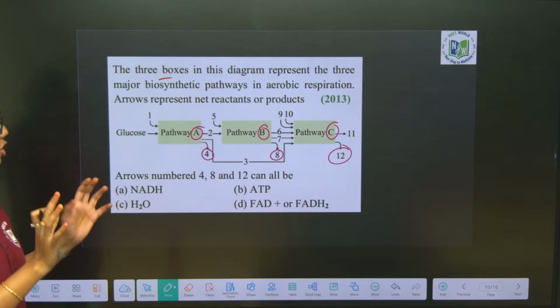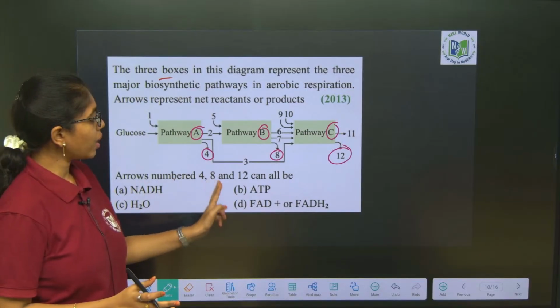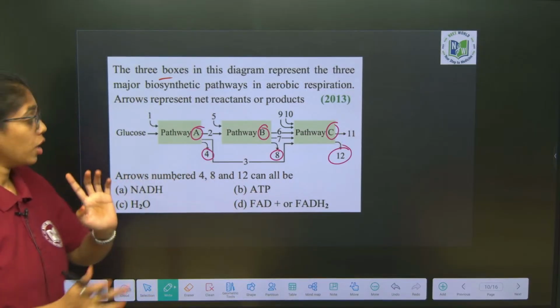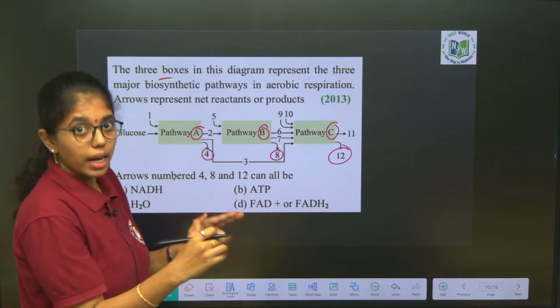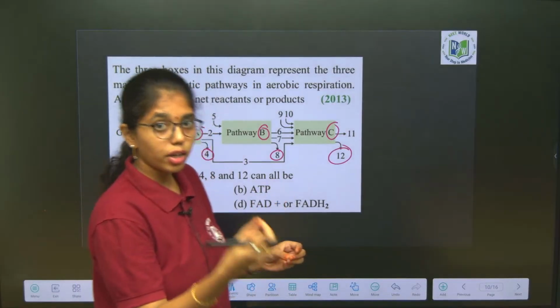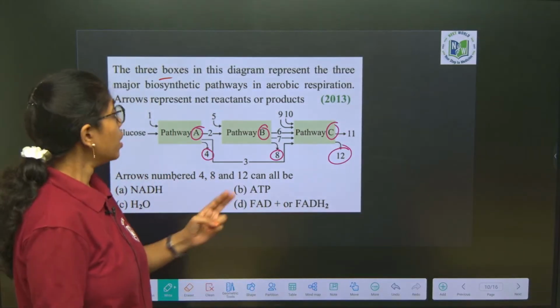One thing is common, right? Arrows numbered 4, 8, 12 can all be what? At the end of glycolysis, in the 7th and 10th steps, ATP is released, and the net gain of ATP in glycolysis will be 2 ATP.